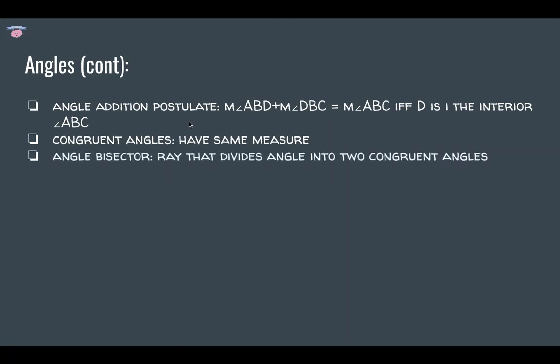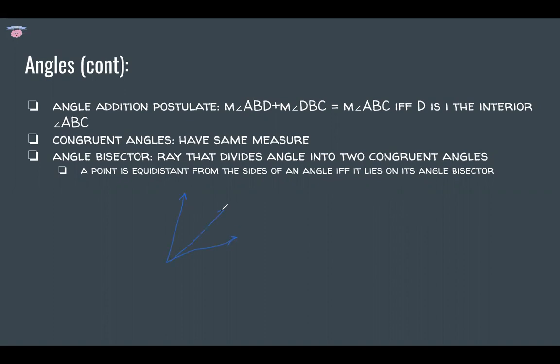An angle bisector divides an angle into two congruent angles. And similar to the perpendicular bisector theorem, we have the angle bisector theorem. A point is equidistant from the sides of an angle if and only if it lies on its angle bisector. So if this is an angle, this is its angle bisector. Sorry, that's unequal, but still. This is a point. It's equidistant from the sides, and it has to be on the angle bisector.